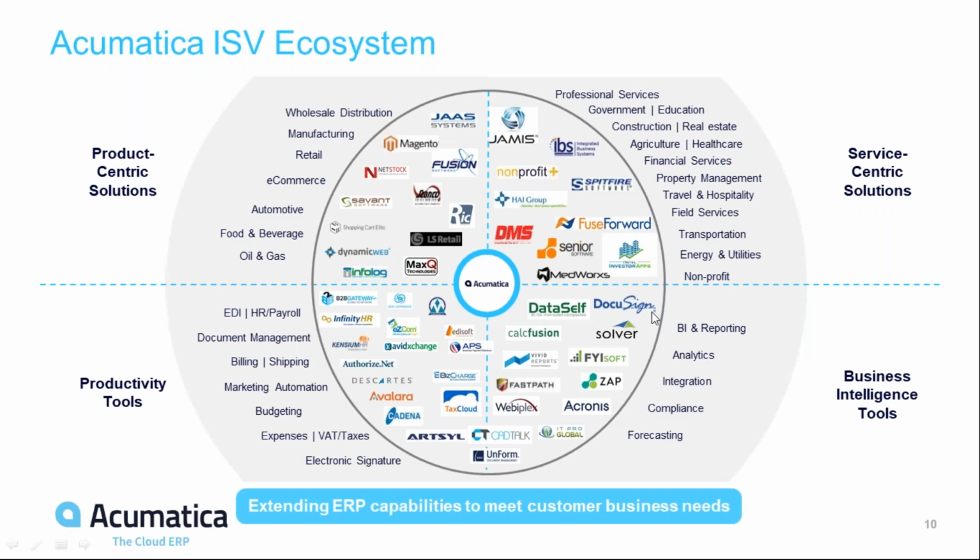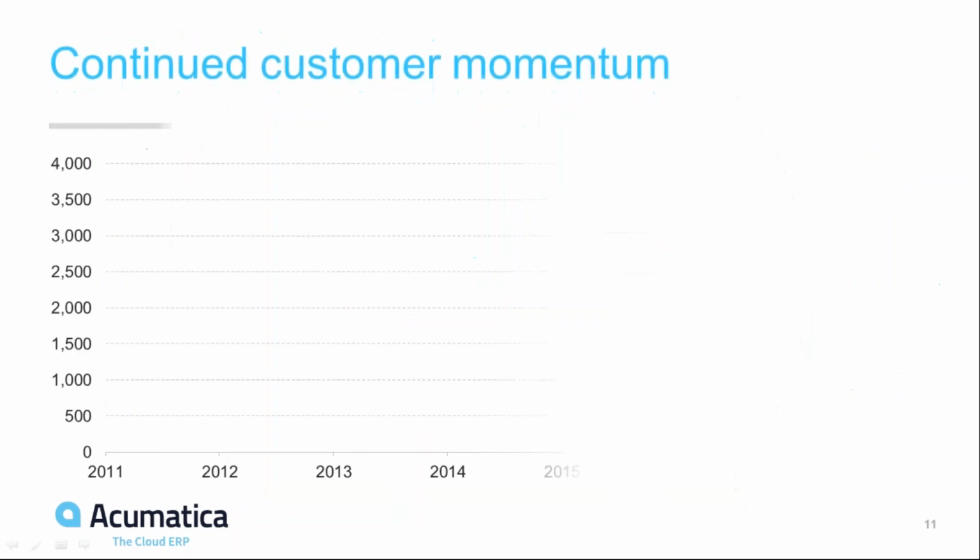If you want to use DocuSign on your documents, or you want to use Adobe eSign, or you're really concerned about taxes, we have these interfaces to Avalara that are out there. So there's 150 of these companies now that allow us to expand the capabilities and use Acumatica as the core that's out there.